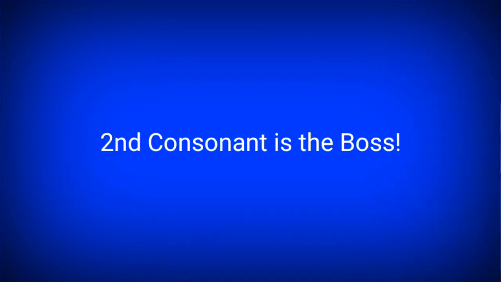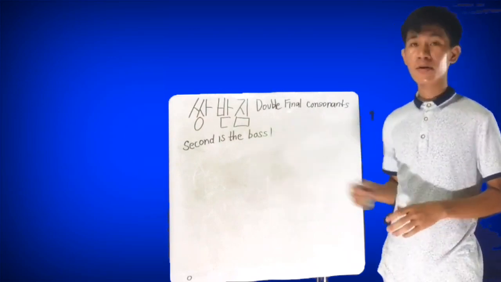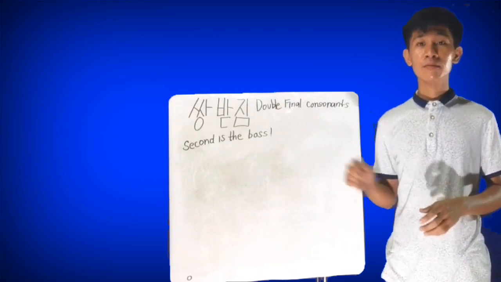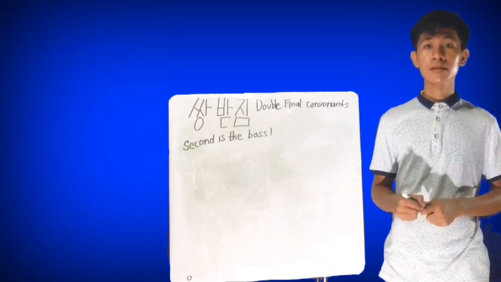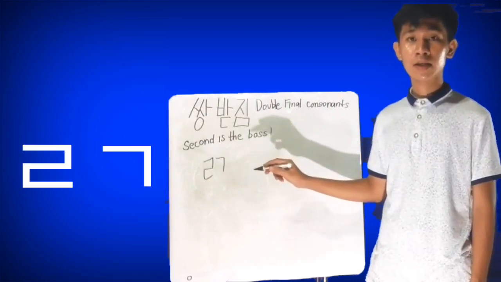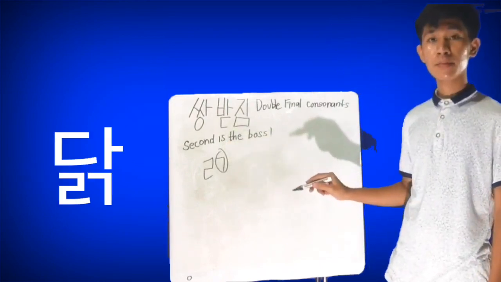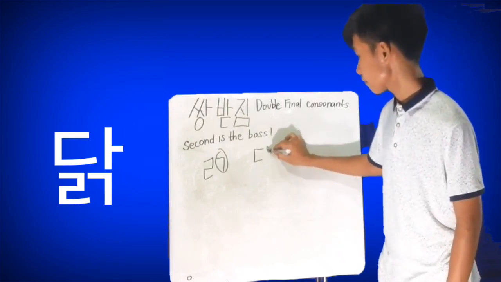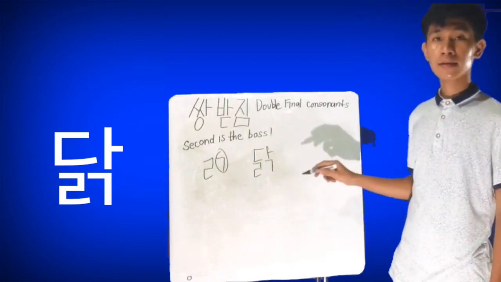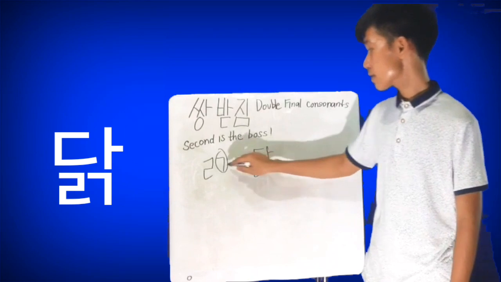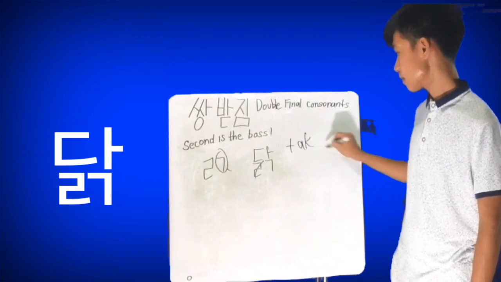And now, let's proceed to the second group, which is called second is the boss. This means that the pronunciation follows the second consonant. This group has only two sang pachim. These are the real kyok. Real kyok. So this is dominant as of now. So as an example, tak, tak. Since this is dominant, we will cancel this one, so it is pronounced as tak.